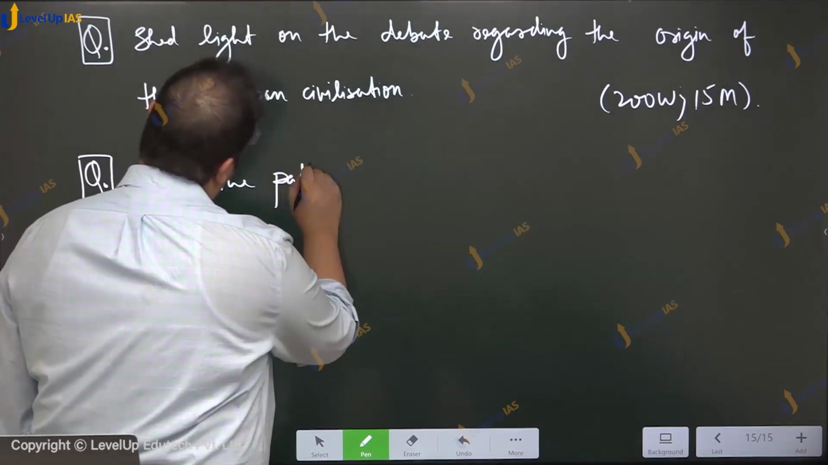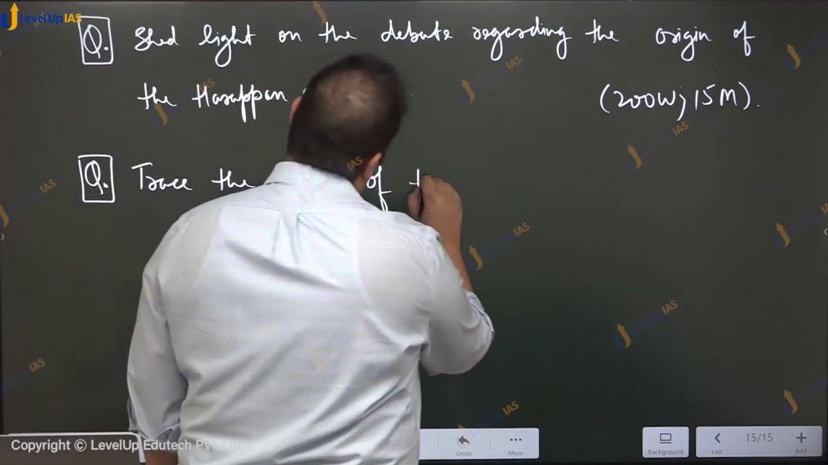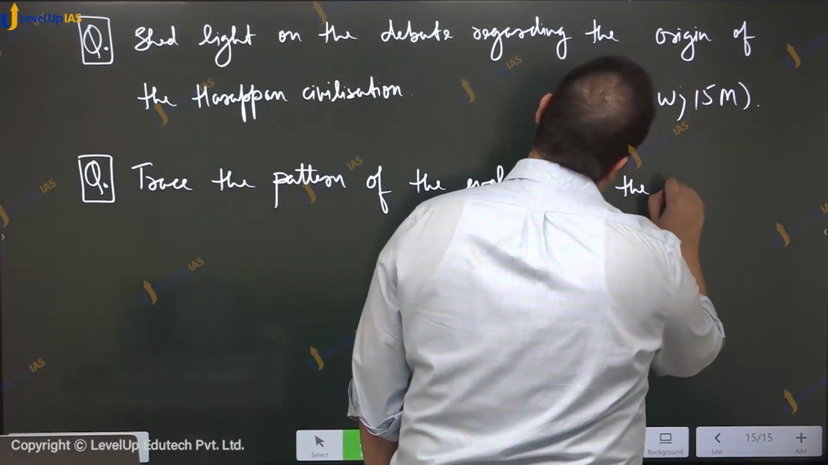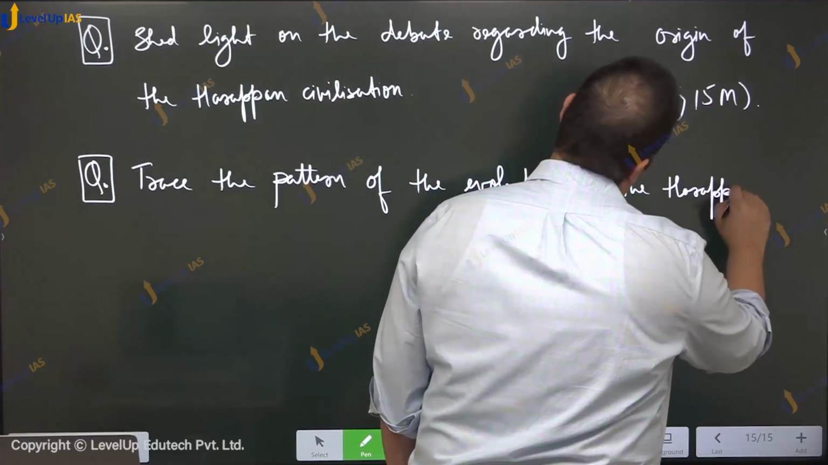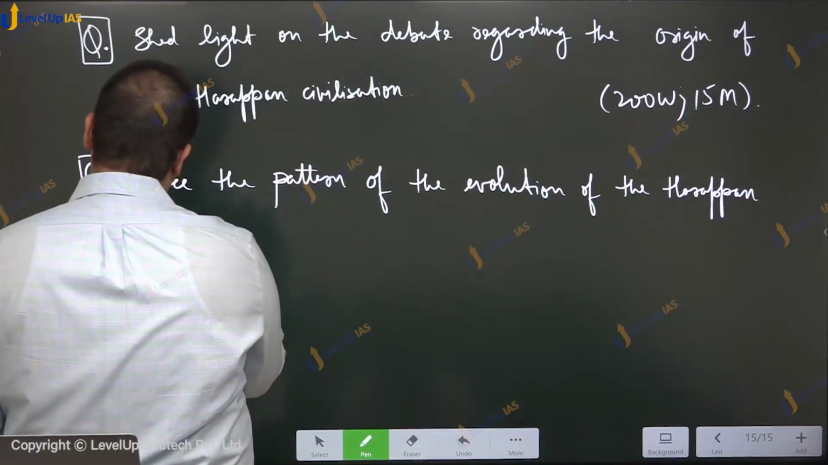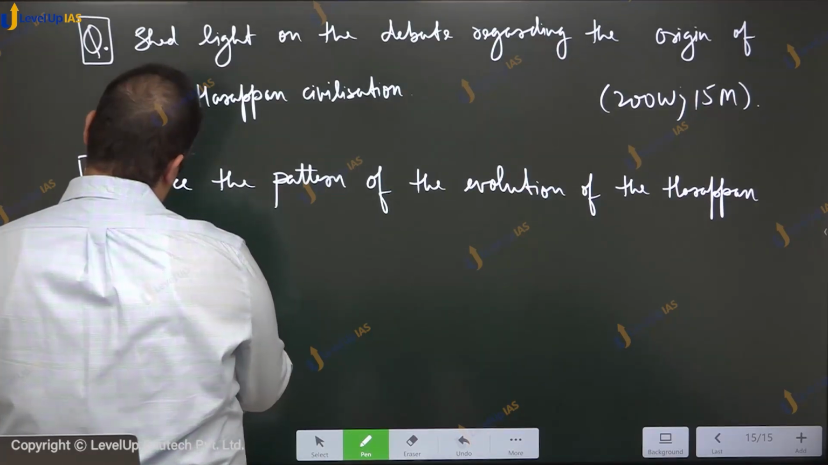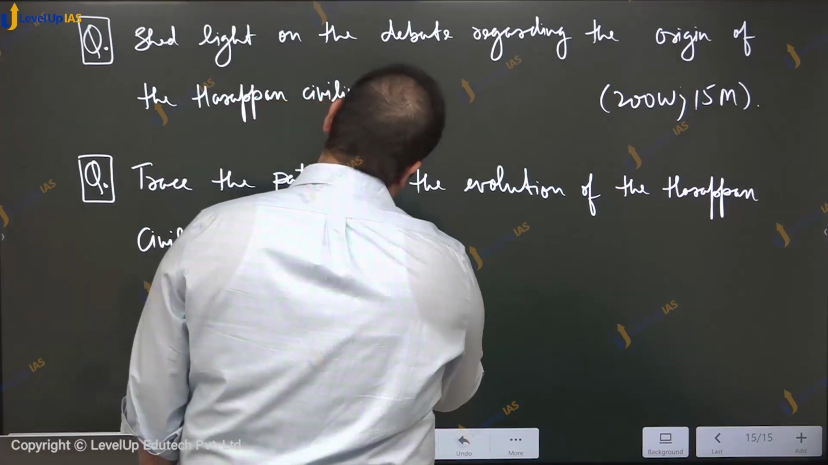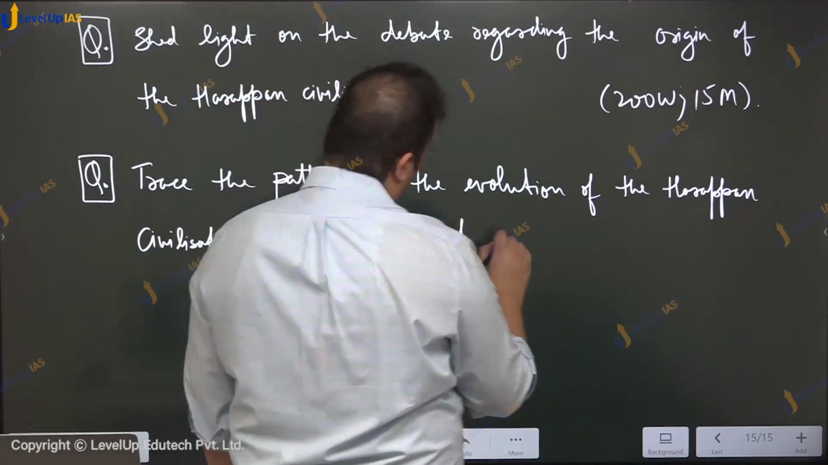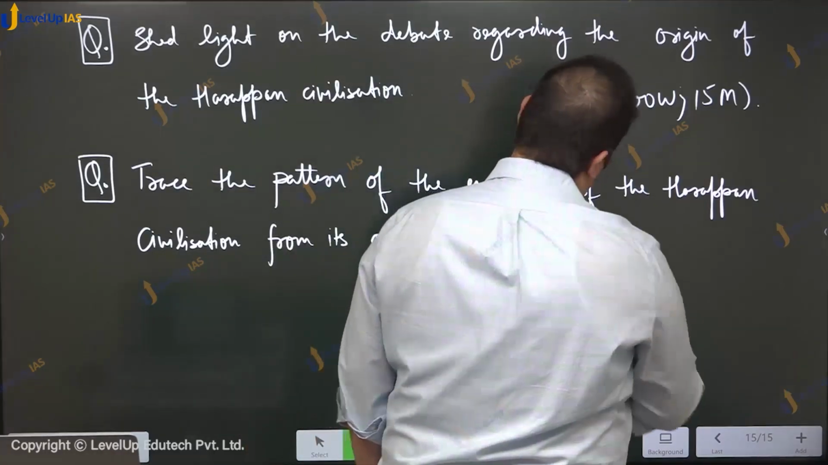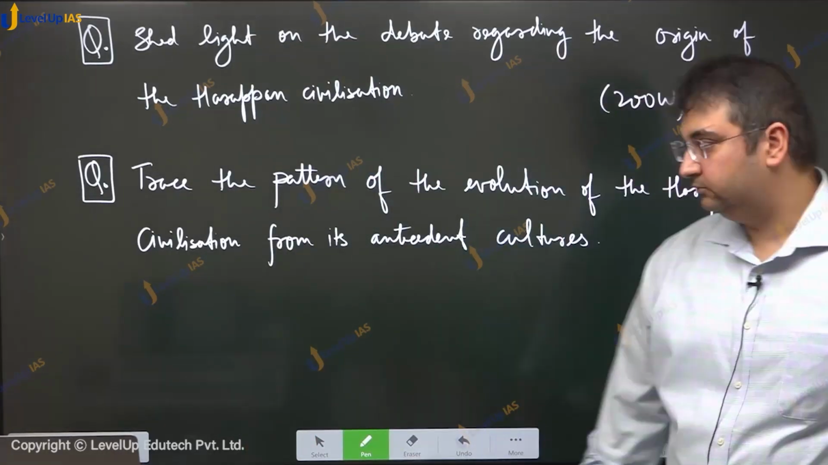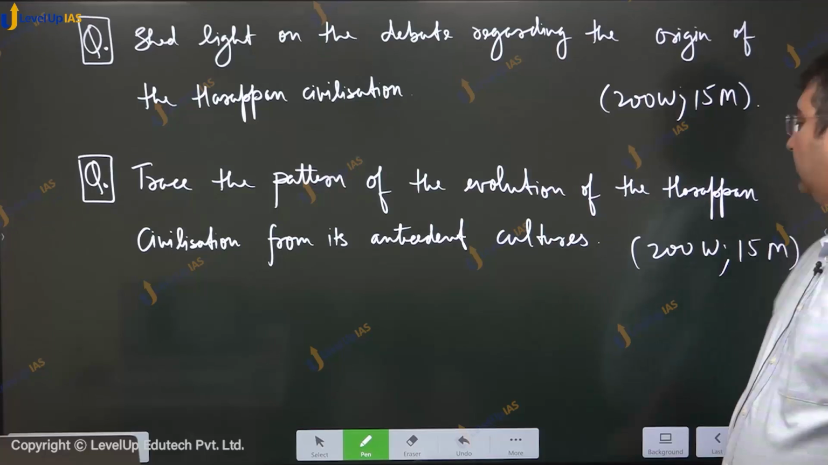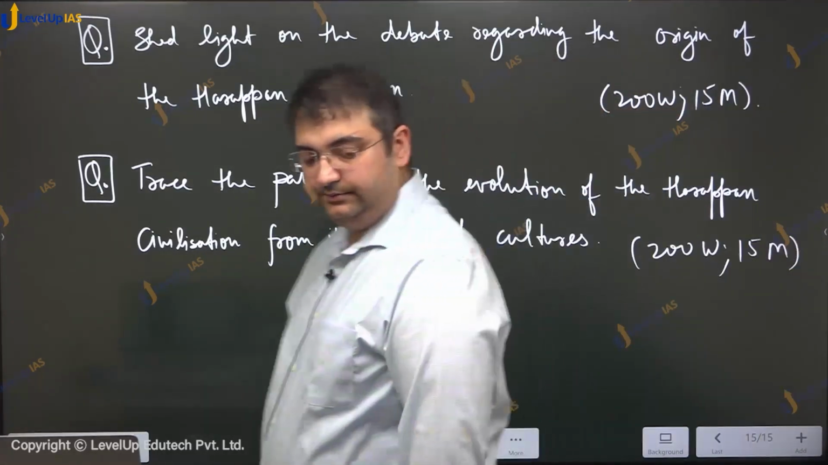ठीक है. Next question. Trace the pattern of the evolution of the Harappan civilization from its antecedent cultures. (200 words). 15 marks.